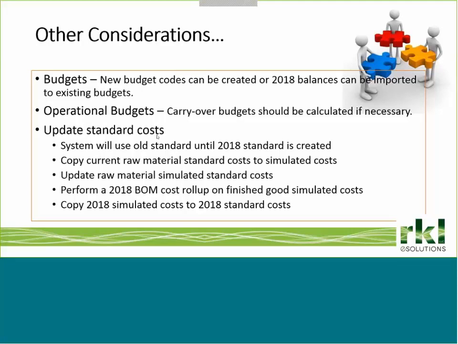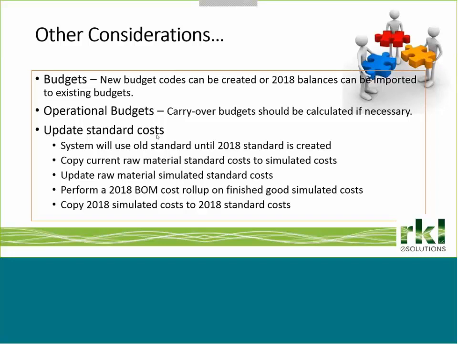I've just outlined the process that I use at clients when they ask for help, and typically this is something that's done in January because nobody ever has any time to do it in December. So the system will continue using the old standard cost. If you're on a standard costing method and you don't have time to update standard cost in 2017, it will continue using the 2017 cost until you actually create the 2018 cost.